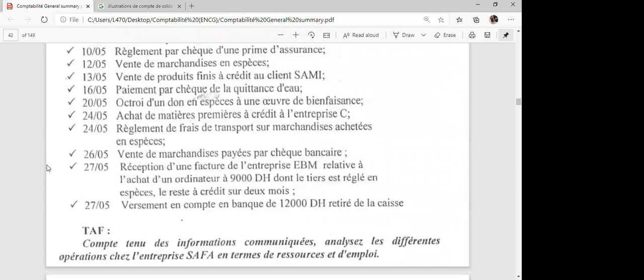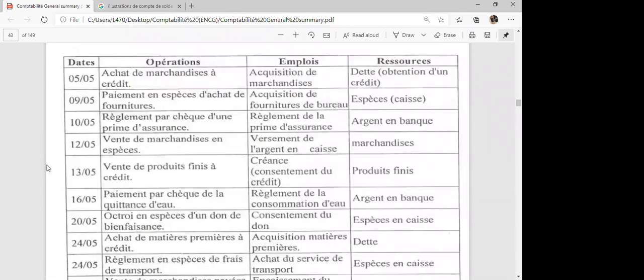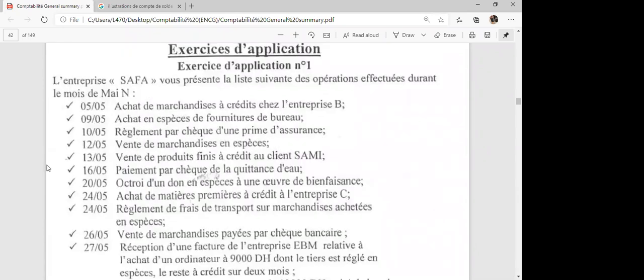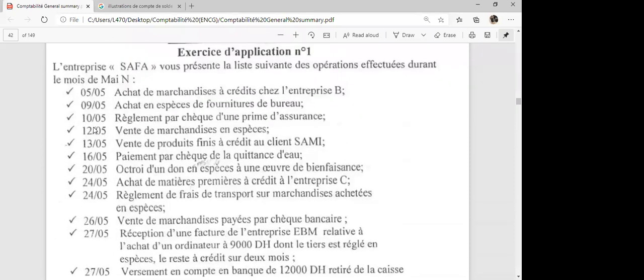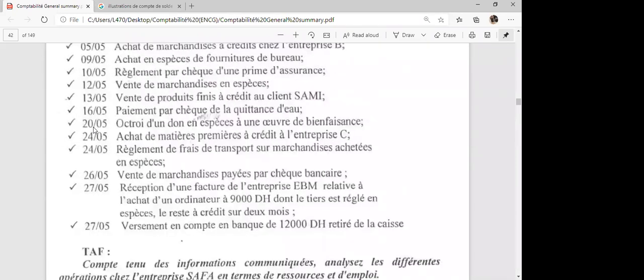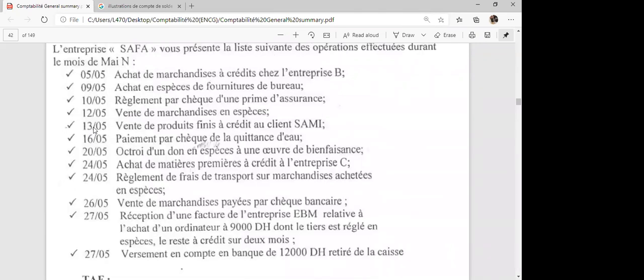So yeah, this is an exercise, exercice d'application here, which is on page 42, if I'm not mistaken. So we're going to go through it together just for you to be able to see what is really meant by les ressources et les emplois. First thing is you should always know from what perspective you are speaking. It's either you are speaking from les ressources or les emplois.